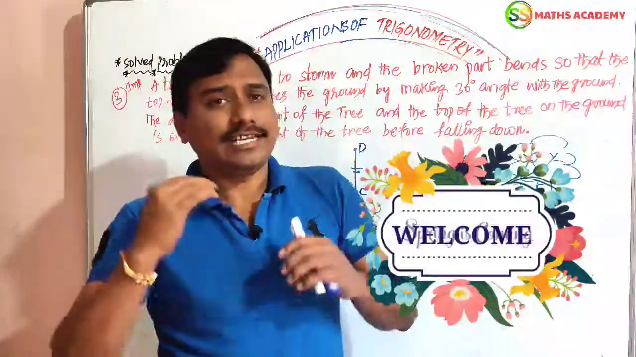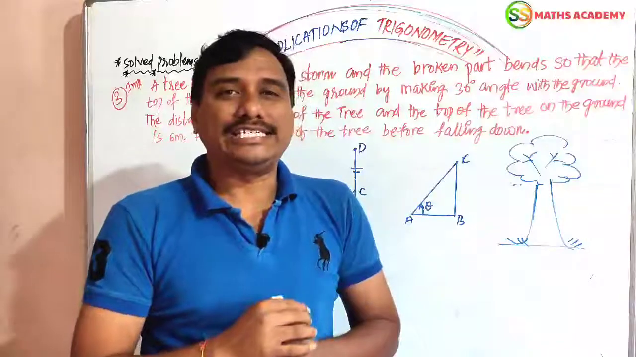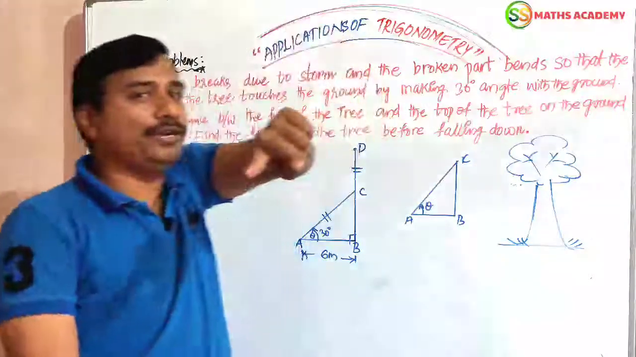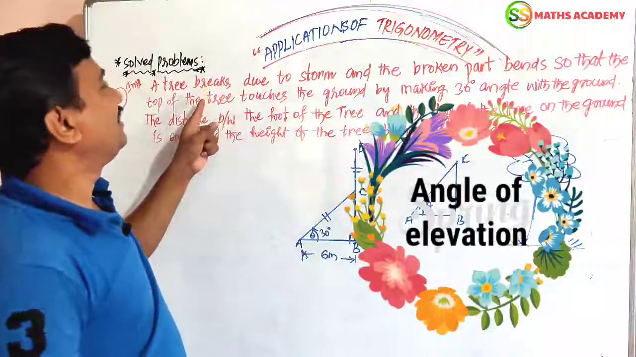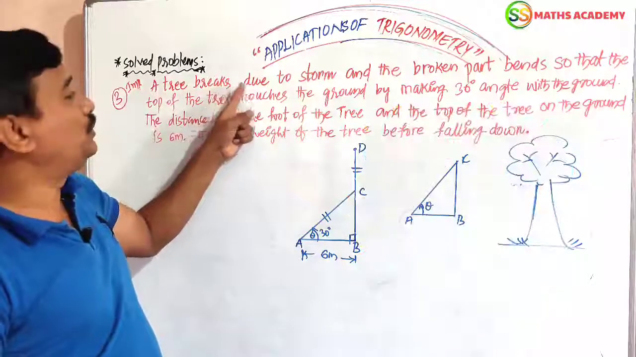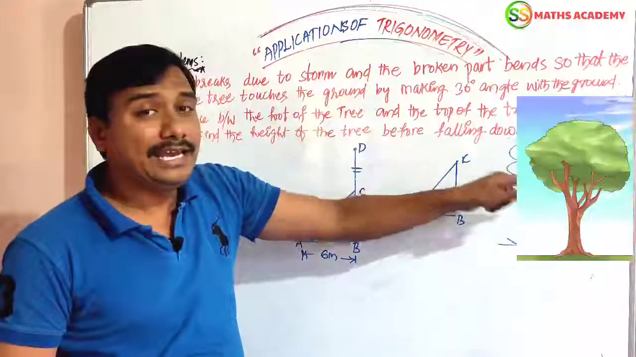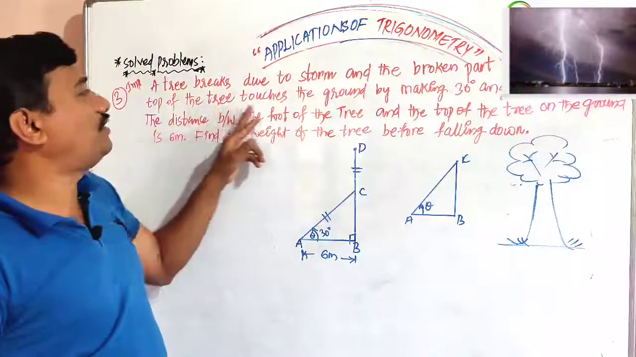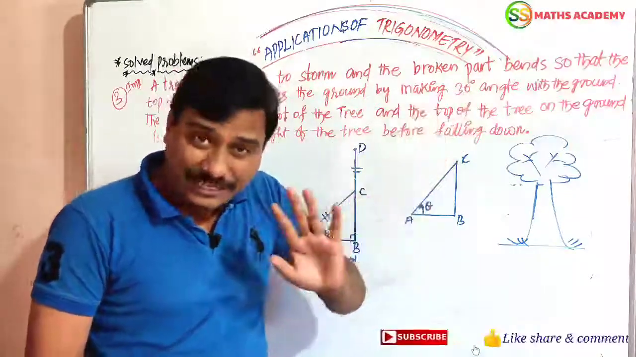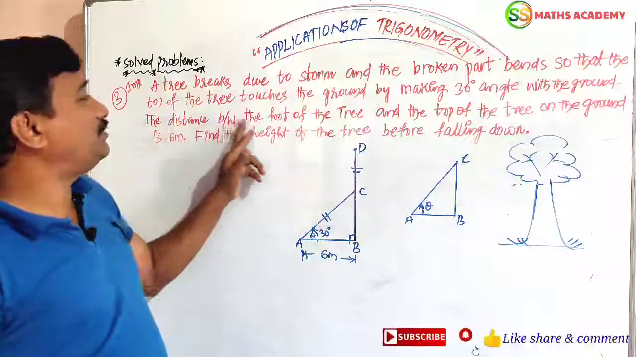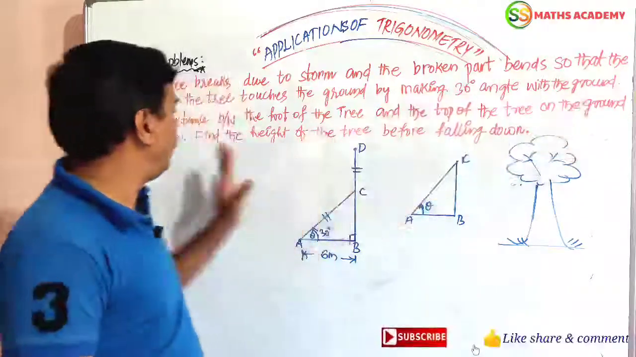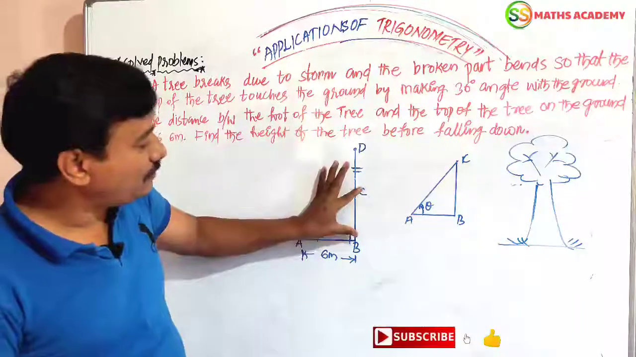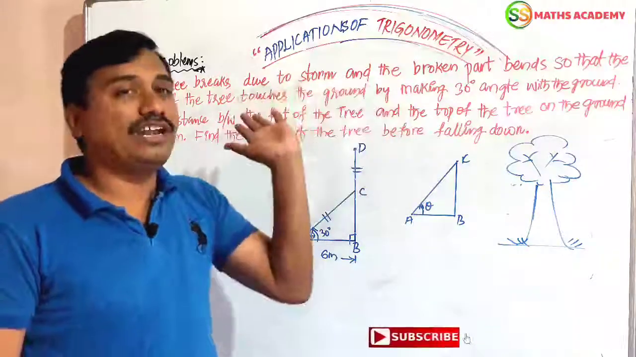Today we are going to extend our knowledge about the application of trigonometry. Today we are going to discuss such a good topic. The question is: a tree breaks due to a storm. The broken part bends so that the top of the tree touches the ground, making an angle of 30° with the ground. The distance between the foot of the tree and the top of the tree at ground level is 6 meters. Find the total height of the tree before falling down.